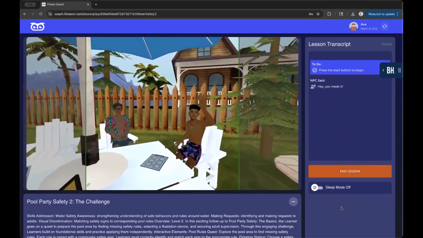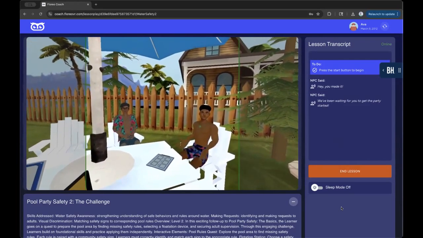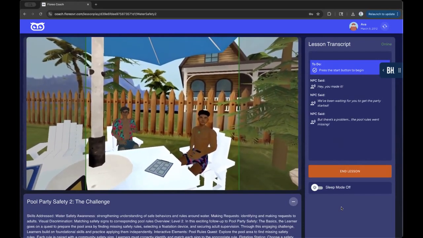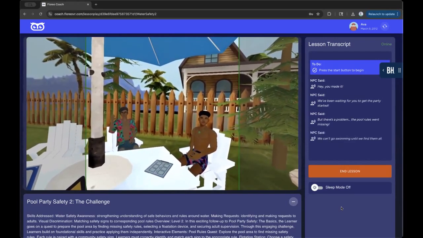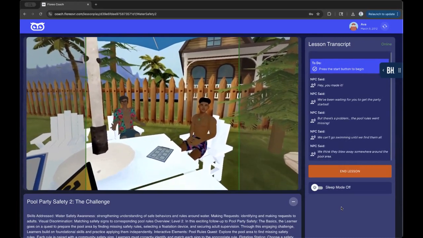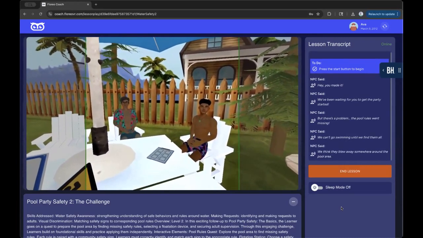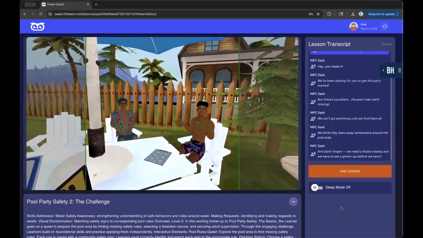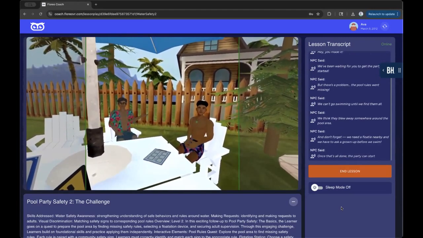Hey, you made it. We've been waiting for you to get the party started. But there's a problem. The pool rules went missing. Oh no. We can't go swimming until we find them all. We think they blew away somewhere around the pool area. And don't forget, we need a floaty nearby, and we have to ask a grown-up before we swim. Once that's all done, the party can start.